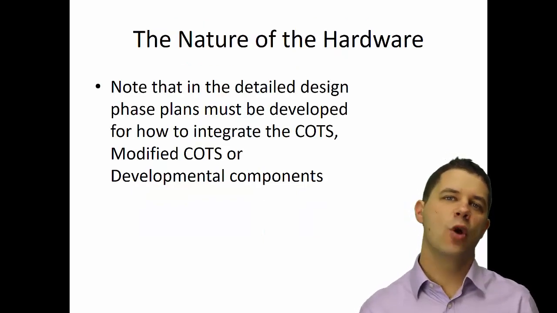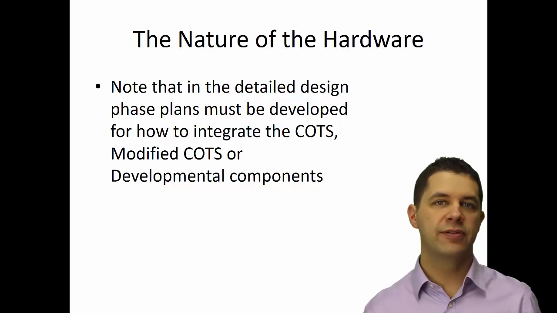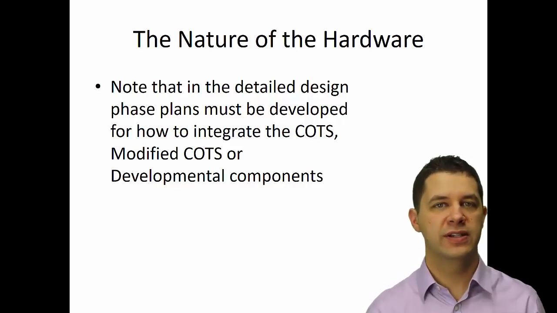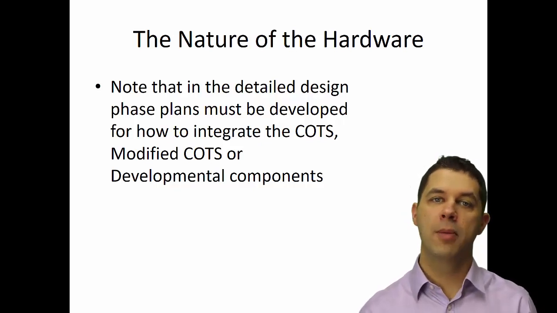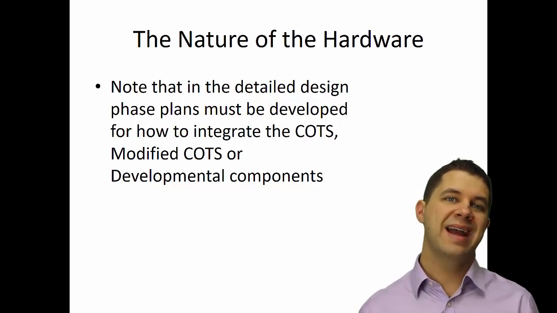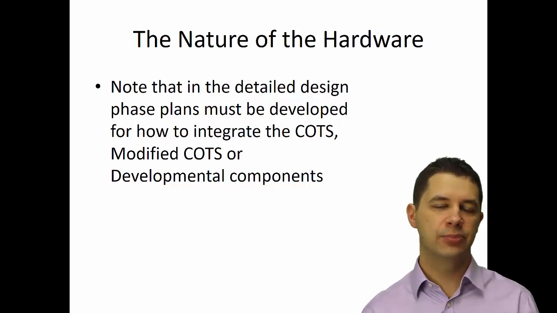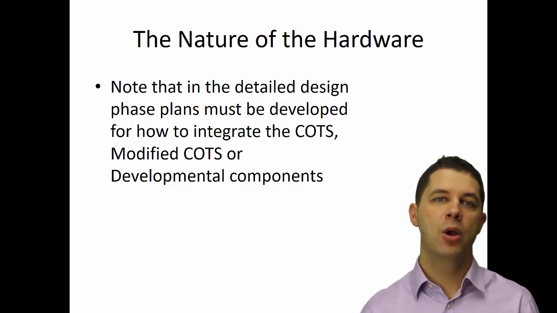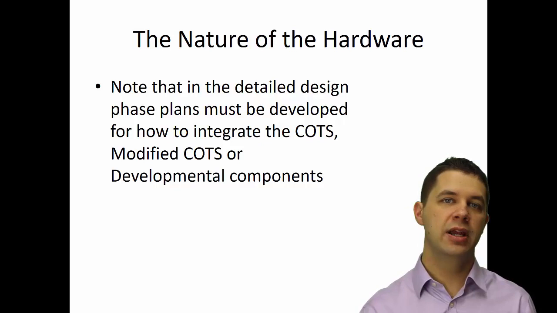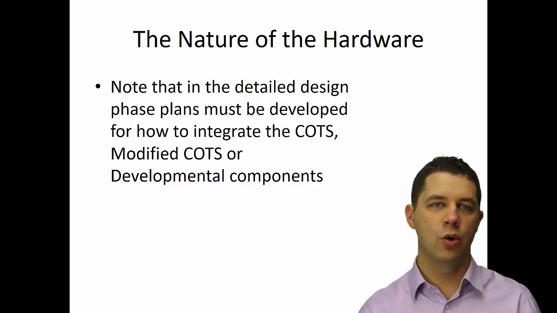Now remember, we had different options for how we acquire our hardware. It could be commercial off the shelf, modified commercial off the shelf if we find something that's a close fit and we can modify it to suit, or it might be developmental. We'll need to work out how to integrate all these together and ensure that they mesh together, that they're not using conflicting standards or conflicting protocols. We may need some things in there to translate information between the different modules that we're using.